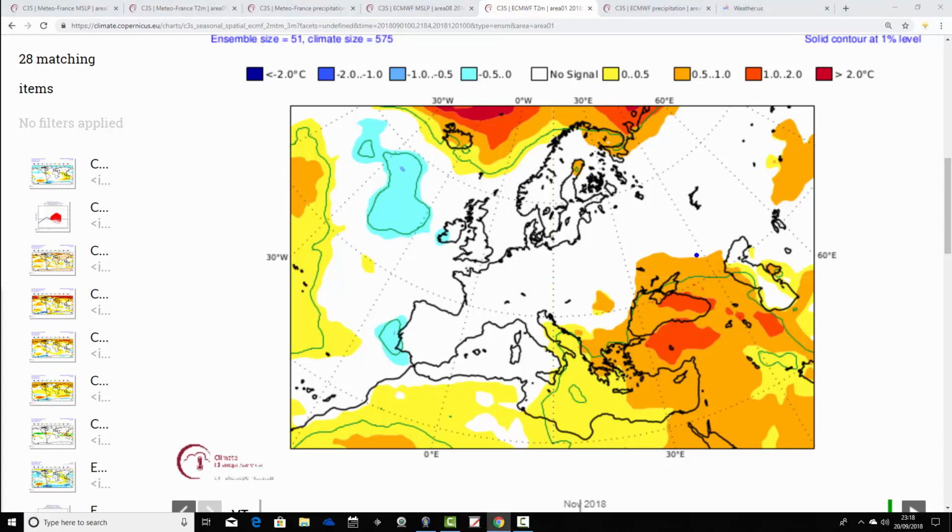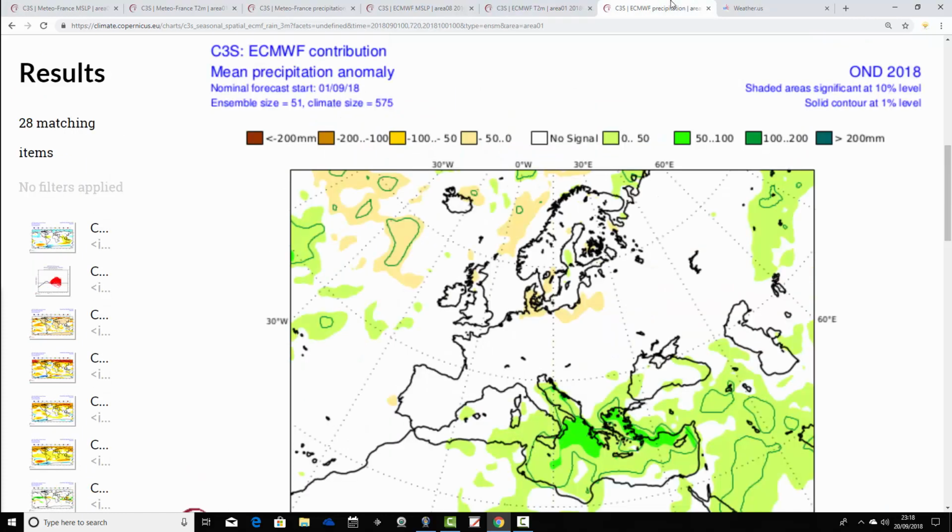Where I do agree again is that southeastern parts of Europe are forecast to be warmer. That is often the case when you have a cold winter for northern, central, western Europe. The southeast of Europe will tend to be one of the warmer places. So that again does make sense.